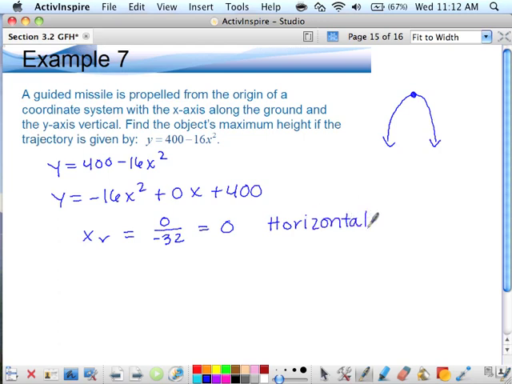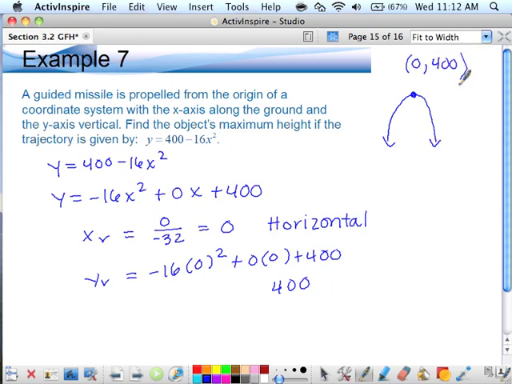The y value of the vertex is equal to what? Negative 16 times 0 squared, plus 0 times 0, plus 400. What's the y value of the vertex? 400 something. So there's your vertex, 0, 400. And we can assume feet, but it may not be feet. Maybe it's kilometers, maybe it's meters. We don't know what it is. They didn't tell us, but it's some distance. And that's vertical. Which one is considered height, horizontal or vertical? Vertical. So what's the answer? 400 units of distance, whatever it is.